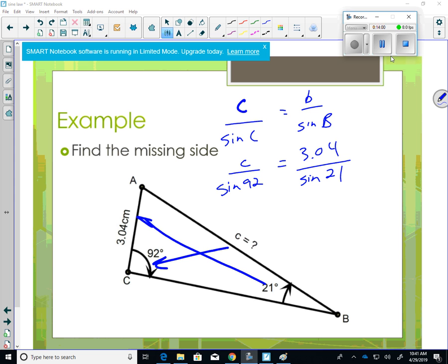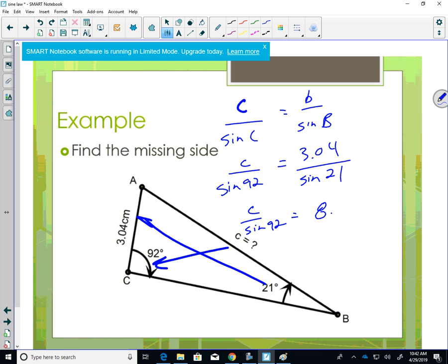So on mine, I'm pretty sure it's 21 sine. No, I'm wrong. It's sine 21. And you should get, I get 8.48. So I got c over sine 92 is equal to 8.48. Don't clear your calculator, because it's already in there. It's 8.482901453. You don't need to clear it. Just leave it. Because how am I solving this equation?